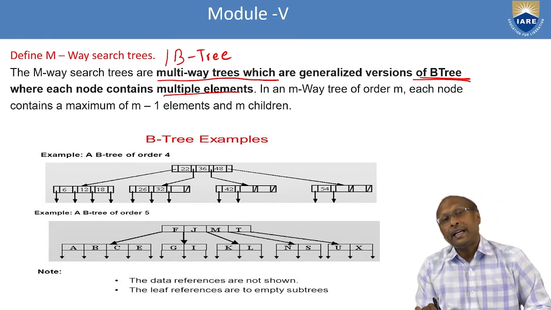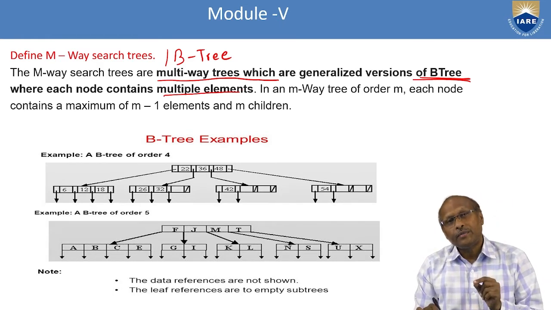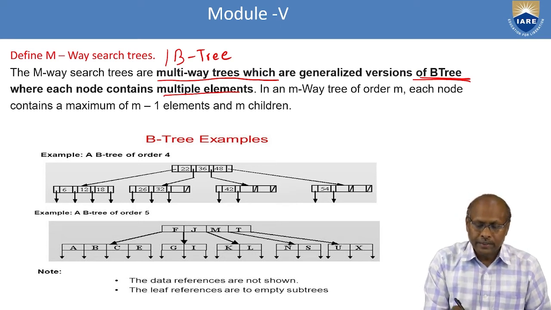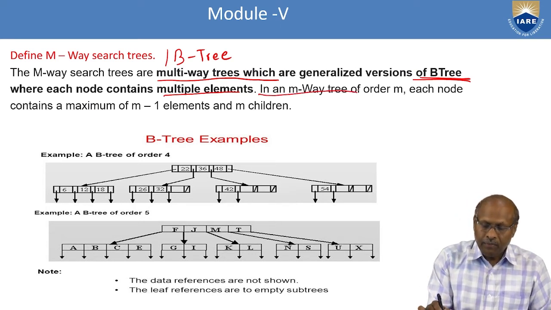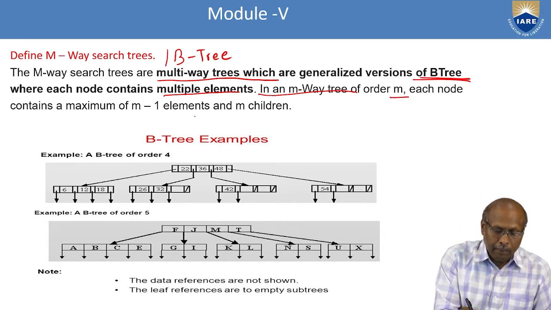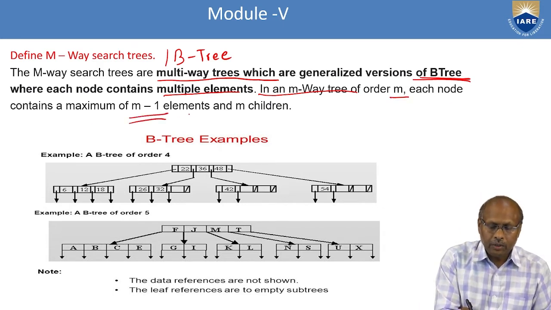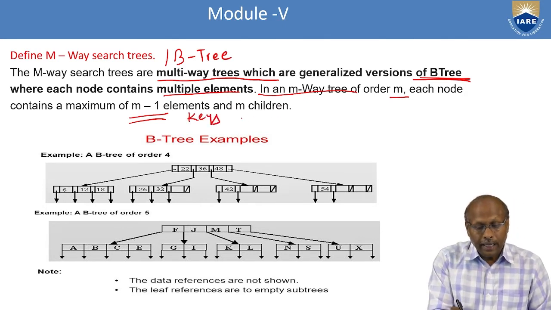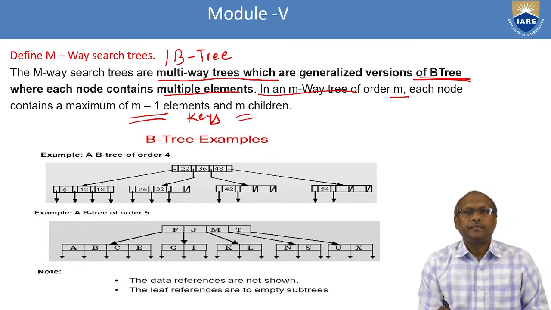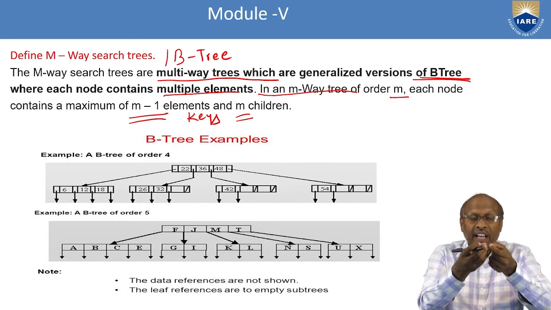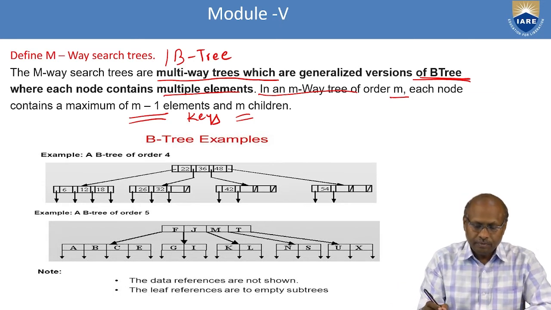So generally in the case of a binary tree, every node will have only a single key. Whereas here you can have multiple keys or multiple elements. So in an M-way tree of order M, each node contains a maximum of m-1 elements or m-1 keys. And there will be m children. M children, that you should remember. So when I say M-way tree, there will be m children. That means M-way, I can search, is the meaning.